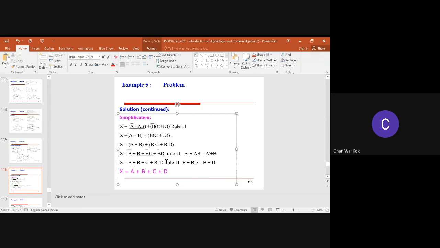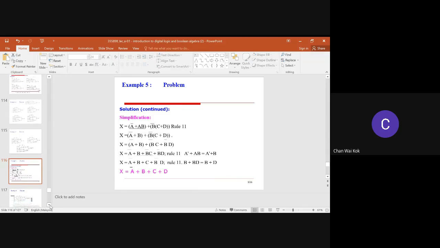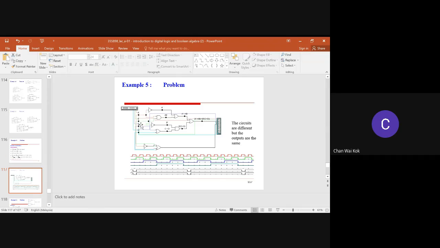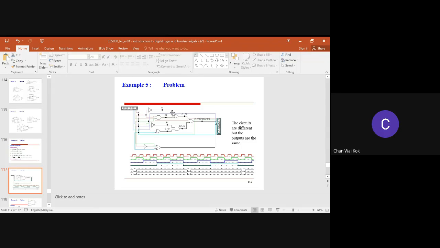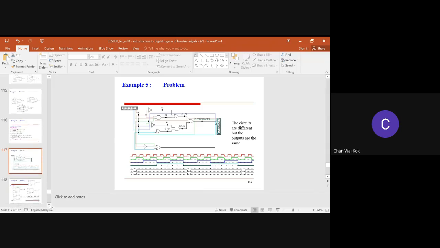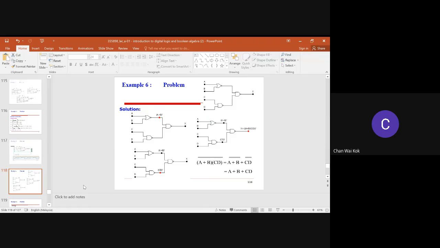So this is how you simplify. You can see the two circuits are different, but the output is the same. So what you can say is that these two circuits are equivalent circuits.